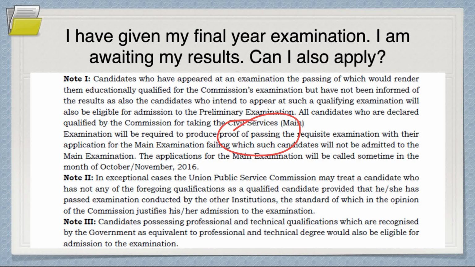In exceptional cases, UPSC may treat a candidate who does not have any of the following qualifications as a qualified candidate, provided she or he has passed an examination conducted by other institutions, the standard of which, in the opinion of the commission, justifies his or her admission to the examination. So as I was speaking, this is also allowed. Now candidates possessing professional and technical qualifications which are recognized by the government as professional or technical degrees would also be eligible. So doctors and engineers.